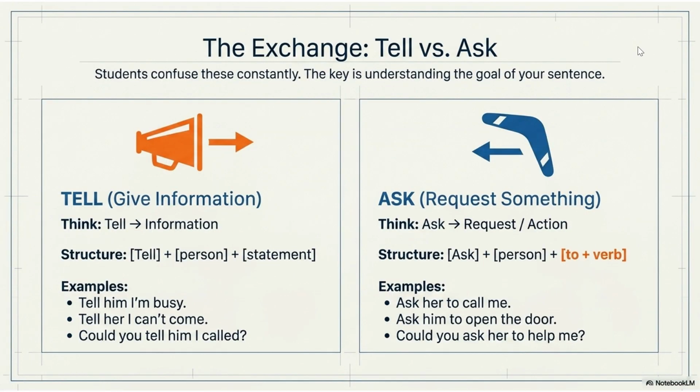Let's continue with our second topic. We have 2 interesting verbs in English. We have tell and we have ask. Students confuse these constantly. The key is understanding the goal of your sentence. What is the goal of your sentence? So, easy guys. We use tell to give information. We use ask to request something. Tell to give information. Ask to request something.